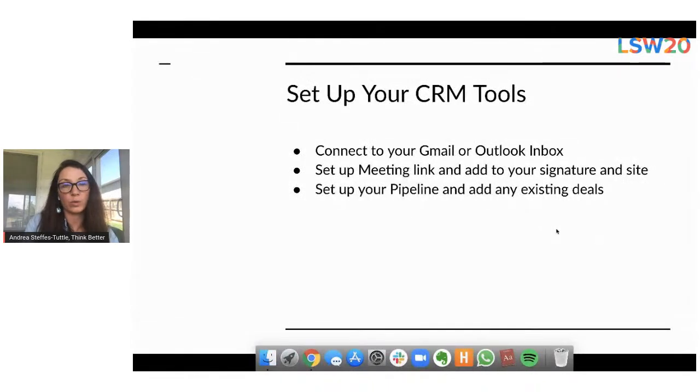Then set up your CRM tools. These are the tools that I went over, where you would connect your Gmail or Outlook inbox to make sure that the communications that you're having with your contacts are coming into HubSpot, so you have that record. Set up the meetings link and add it to your signature and site.